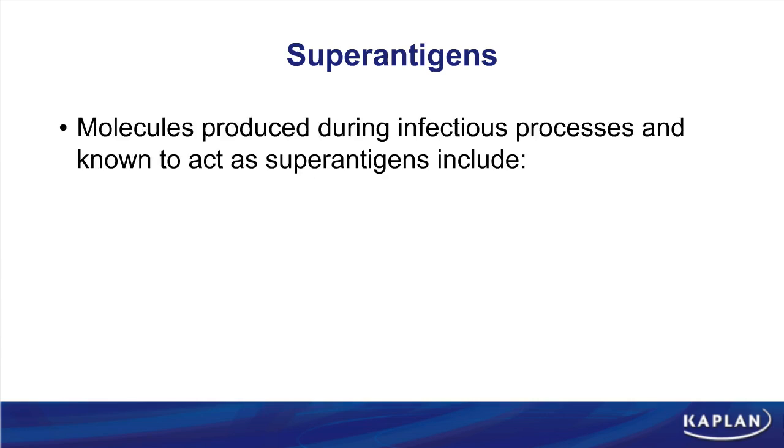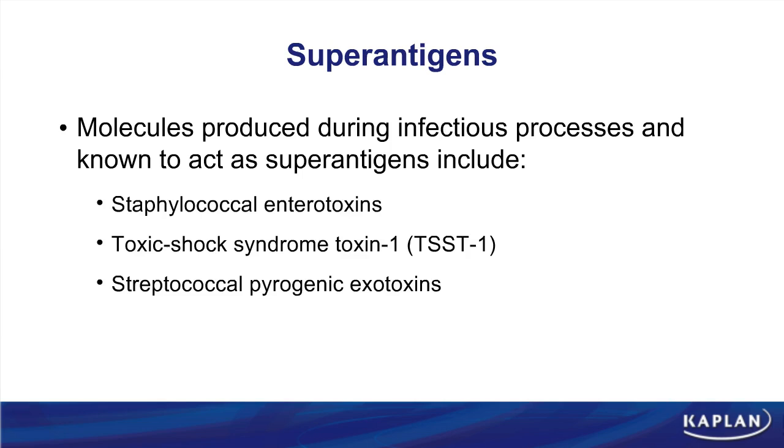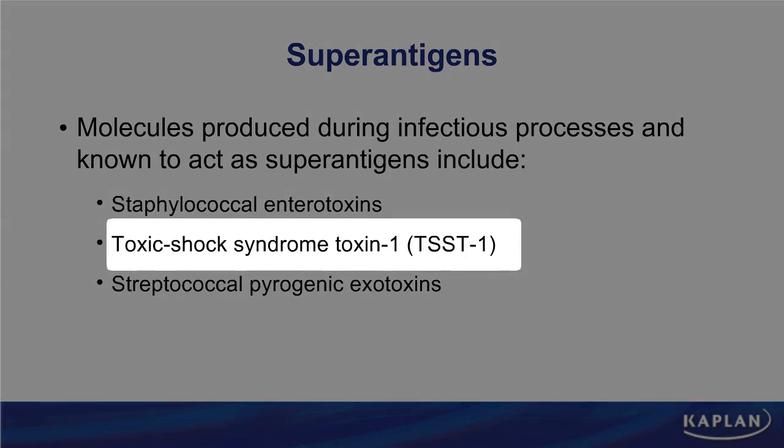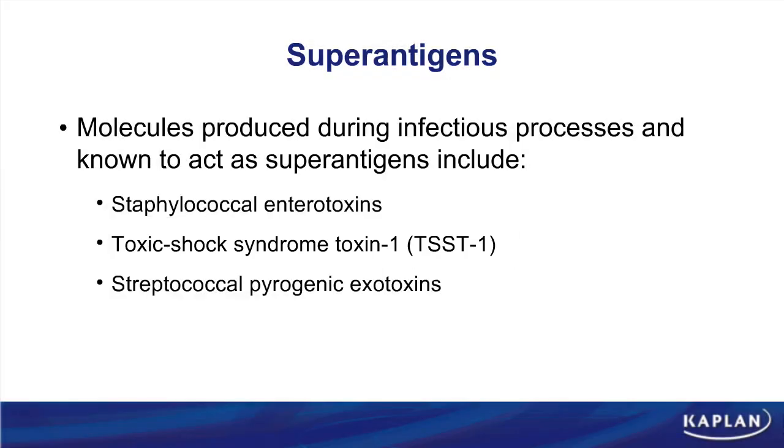With regards to the different superantigens that are going to be tested on the step 1, there really is one that you need to know out of all of them, and that's going to be the toxic shock syndrome toxin 1. Now, with that said, do I guarantee you will not see other superantigens tested on? No, but more often than not, they are going to set you up with a beautiful clinical vignette.